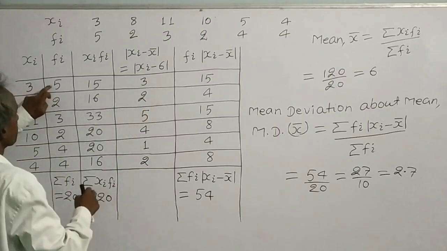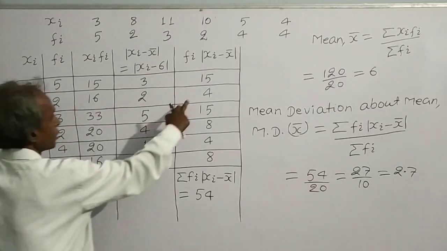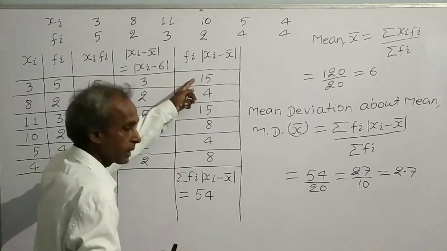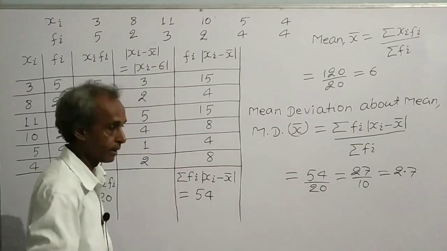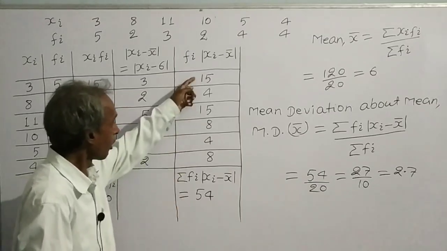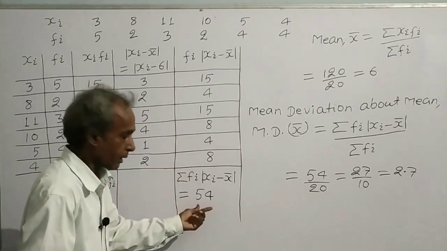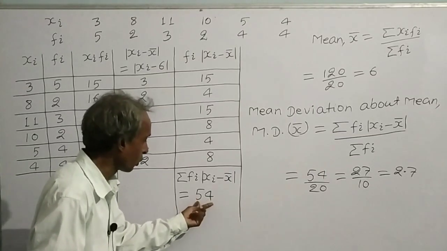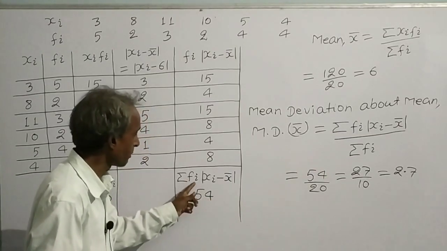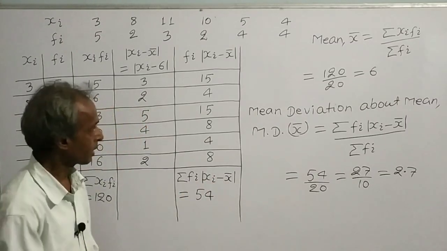3 times 5 is equal to 15. 2 times 2 is equal to 4. In this way, we write in this column from 15 to 8. Now we add all of these from 15 to 8, and we get the sum 54. We denote this sum by sigma fi times mod of xi minus x bar.